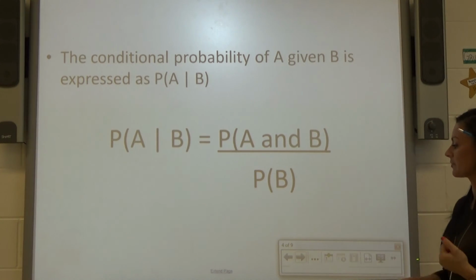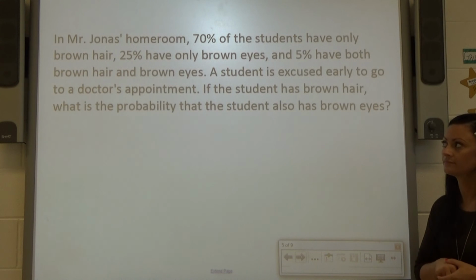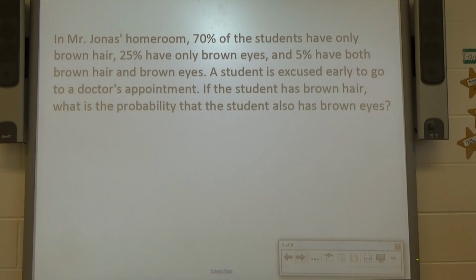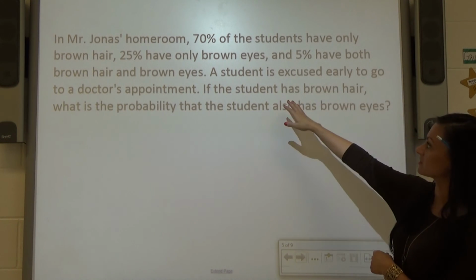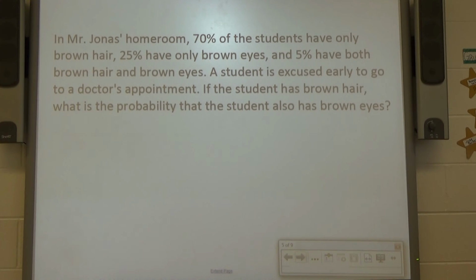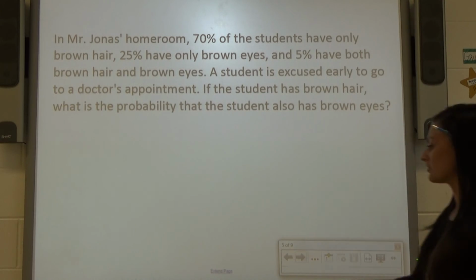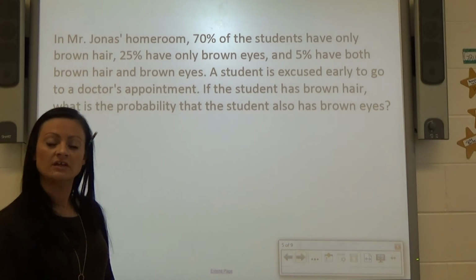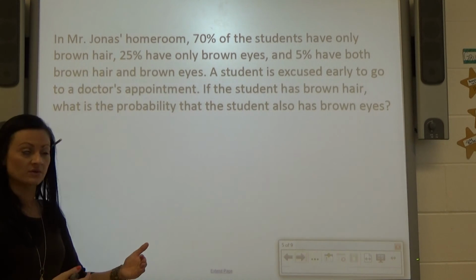So let's look at an example problem where this is going to apply. Mr. Jonas's homeroom has 70 students that have only brown hair, 25 students that have only brown eyes, and 5 that have both brown hair and brown eyes. So the question is, given that somebody's leaving early, what's the probability that they also have brown eyes if they have brown hair? You could write this in the probability notation to help you figure out where all of your pieces of the puzzle are going to go.